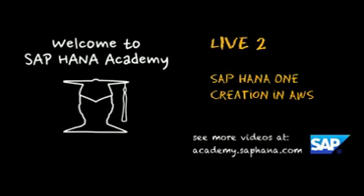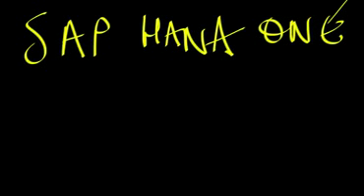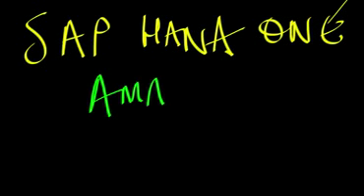My name's Bob, and in this Live 2 series of tutorials, we're building an end-to-end HANA scenario on the theme of social networking. In this video, we're going to look at how we can create an SAP HANA 1 instance within AWS. We're going to create this SAP HANA 1 instance in AWS. Now, that's Amazon Web Services.